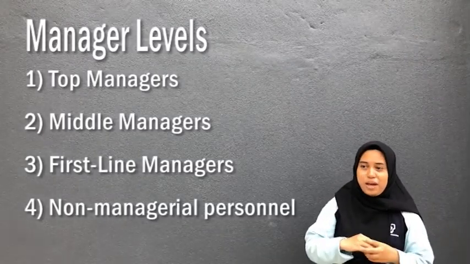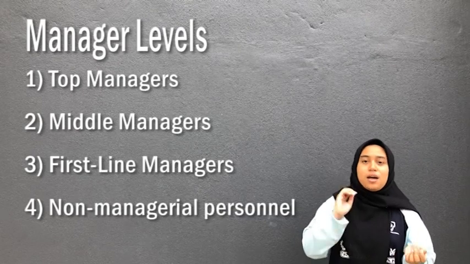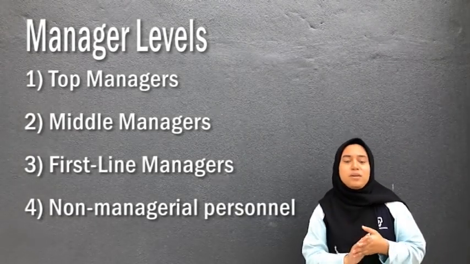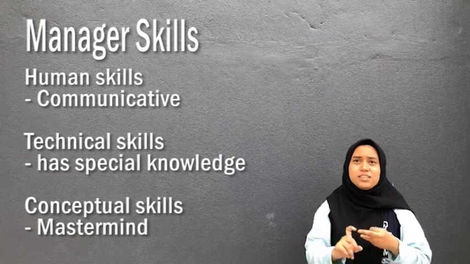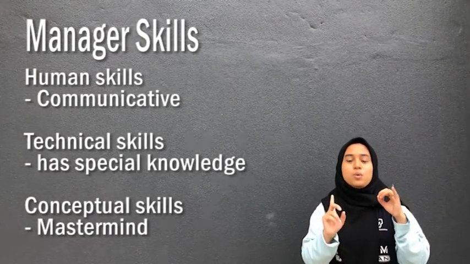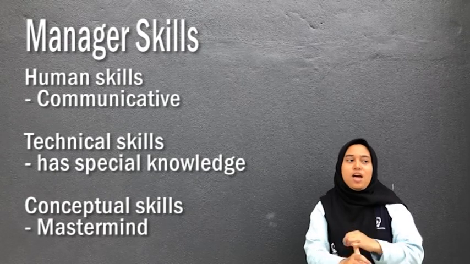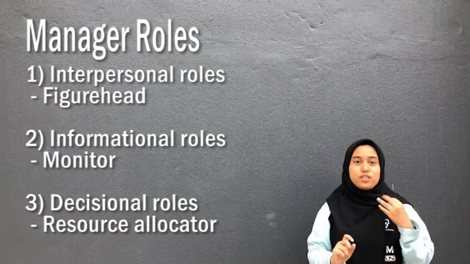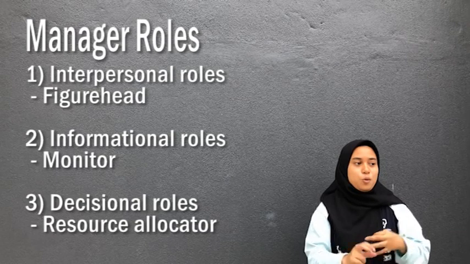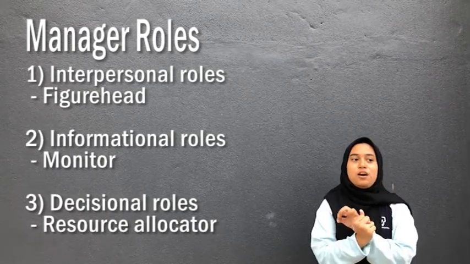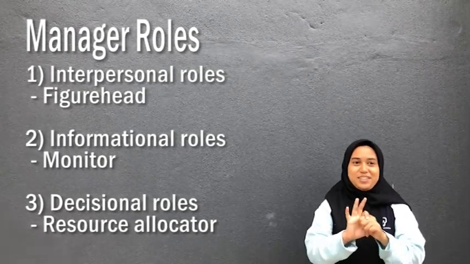Then you will proceed to the manager levels, which are based on the pyramid: top manager, middle manager, low-level manager, and non-manager personnel. Then you have manager skills, which are three: human skills, conceptual skills, and technical skills. Last, we proceed to manager roles, which have three categories: interpersonal roles, decisional roles, and informational roles.